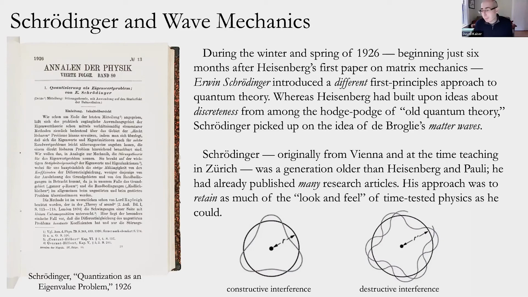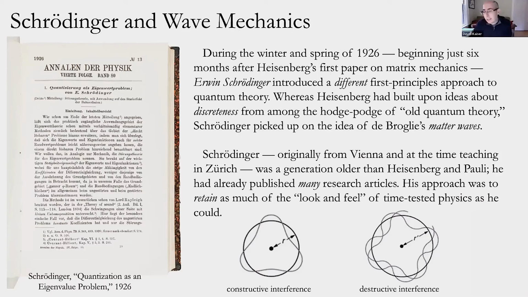So Schrödinger was coming from a bit of a different community. He was originally from Vienna. He was at the time teaching in Zurich. He wasn't from Copenhagen. He wasn't working in Göttingen. It was a kind of different network. Perhaps more important, he was also a generation older than Heisenberg and Pauli. He was very nearly the same age as Albert Einstein. They became very close friends, closer in age to Niels Bohr.